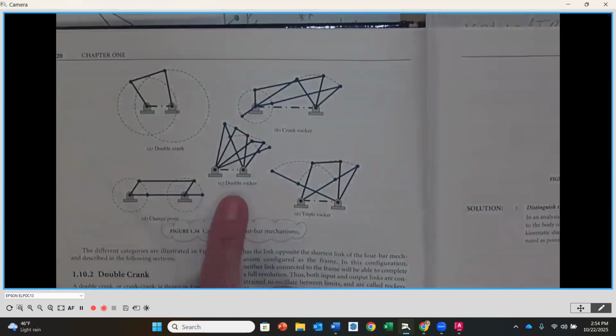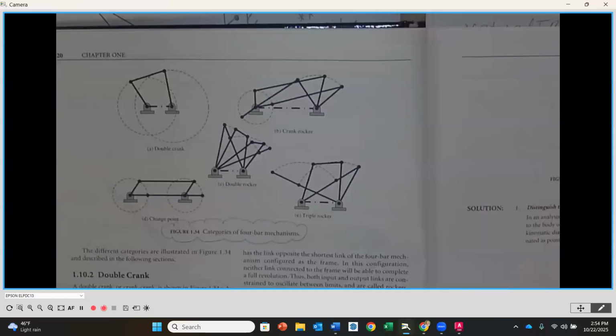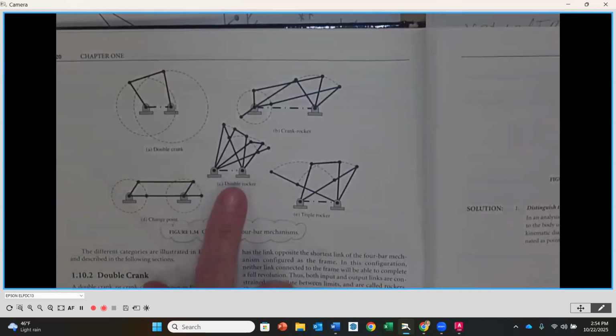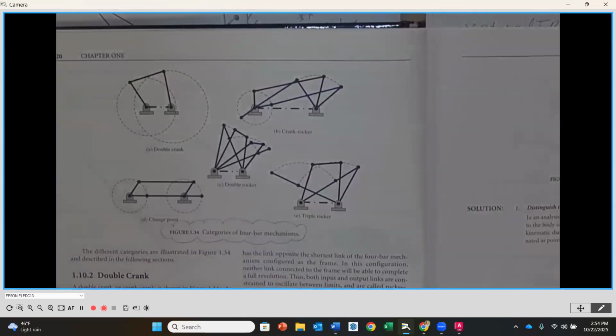And then the third one is the double rocker. That means that our input is only rocking, it's not going in a full circle, and our output is also rocking, not going in a full circle. So this is going to be like the toggle clamps that we looked at. The handle was just going a portion, it wasn't going in a full circle, and then the clamp portion was also just oscillating or just rocking back and forth, not going in a full circle.